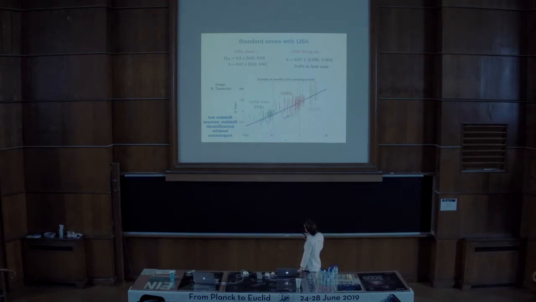And also, contrary to massive black hole binaries, these objects are not expected to have electromagnetic counterparts. However, one can use statistical methods to identify the redshift. And in this case, one would have a measurement which is fairly independent from the electromagnetic emission. So it would be a test of the universe using really gravitational waves.